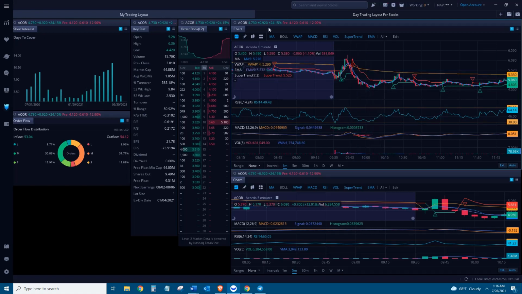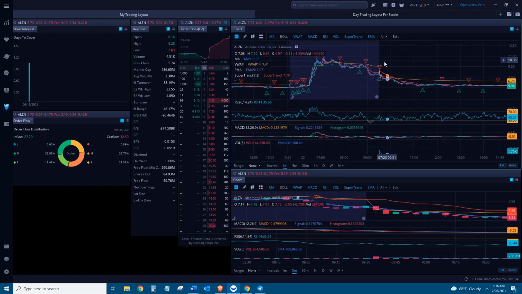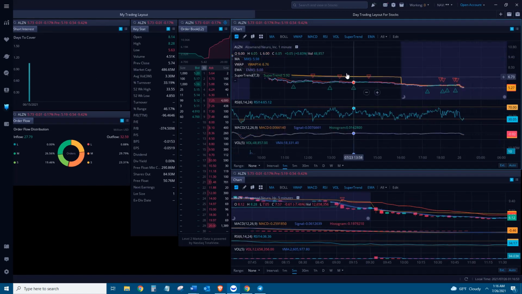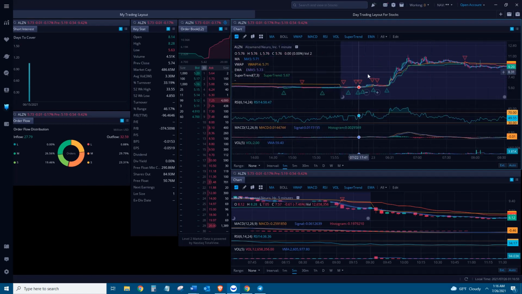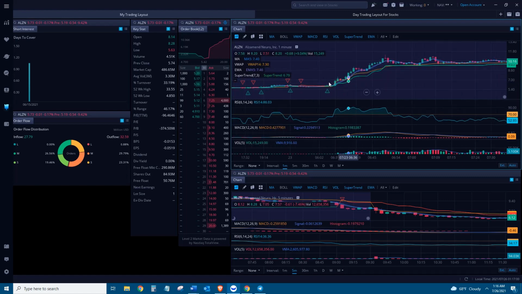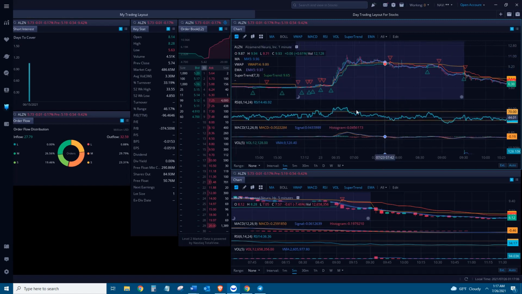But at the same time, I did jump in ALZN. Let me see if I can pull that one up here. I believe this was a pre-market one I had jumped into. I just rode that bad boy when that alert went off. This was a simple ABCD pattern. Boom, boom, boom, and just let it ride. And then I got out pre-market.